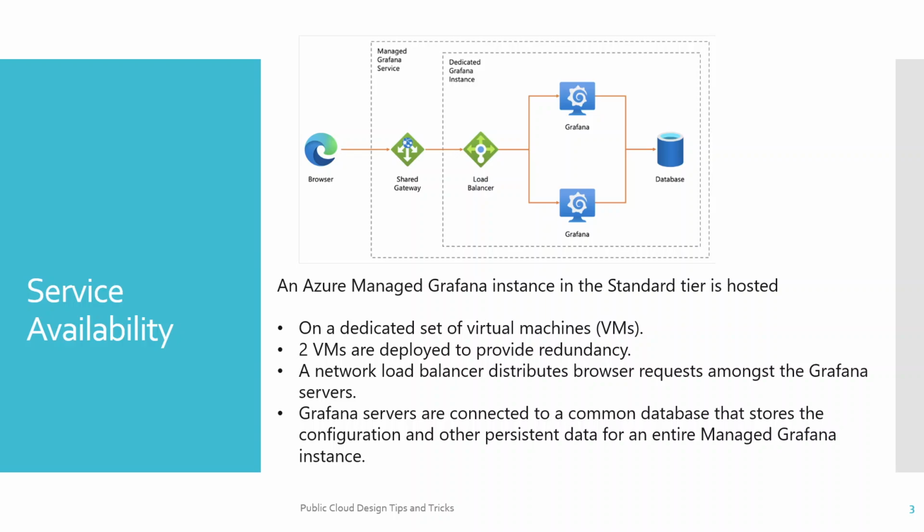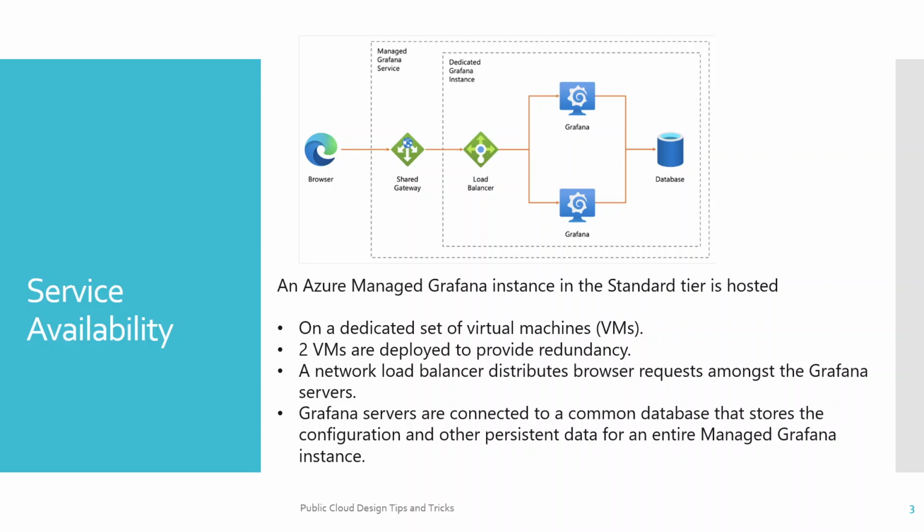So the Azure Managed Grafana instance in the standard tier is hosted on a dedicated set of virtual machines. Two VMs are deployed to provide redundancy. A network load balancer is responsible to distribute the requests among the instances or the servers, and Grafana servers are connected to a common database that stores the configuration and other persistence data for the entire managed Grafana ecosystem.